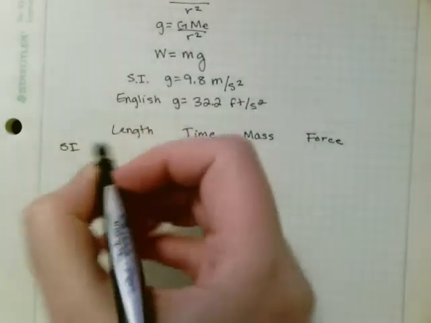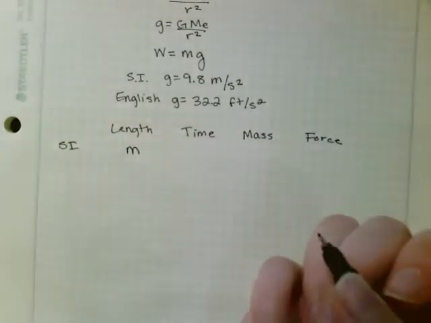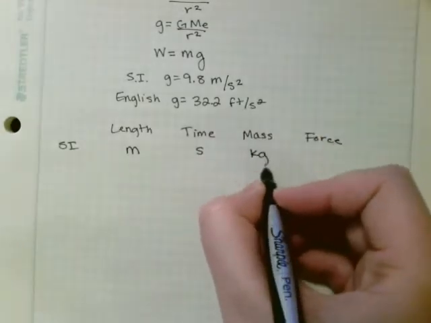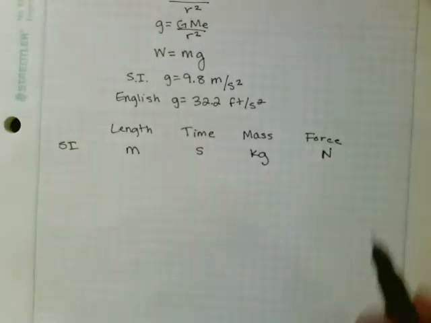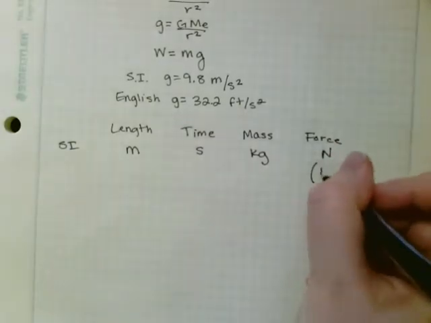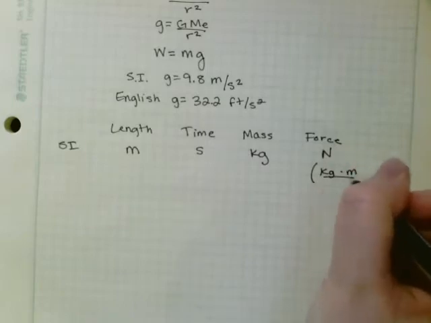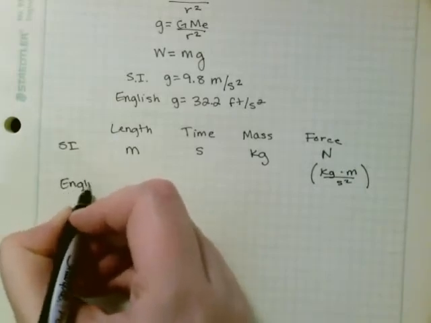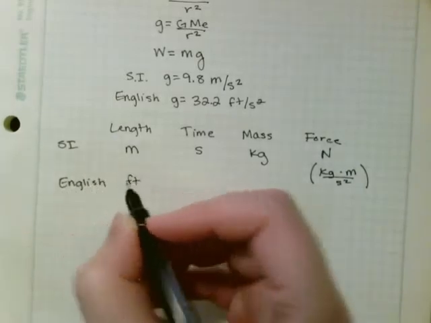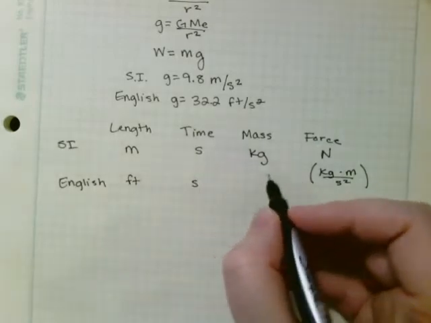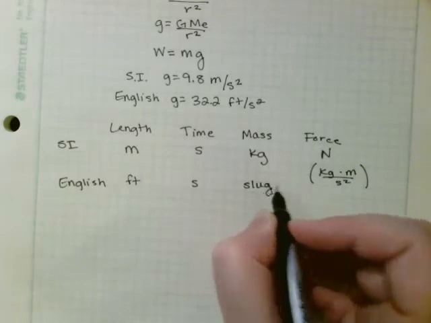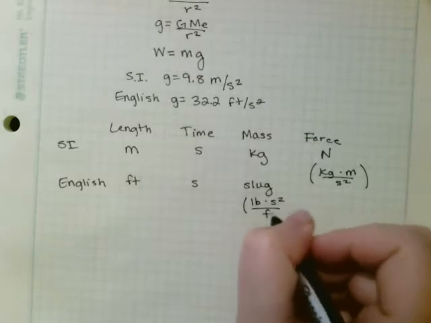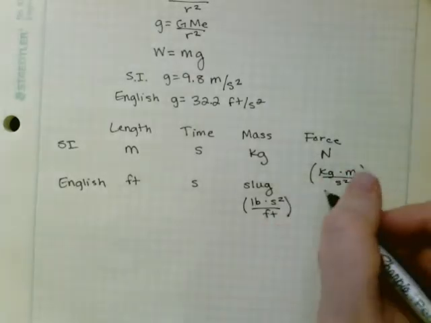In SI units, length is meters, m. Time is seconds, s. Mass is a kilogram, and force is a newton. And a newton is just a way to express kilograms times meters per second squared. And now in English, length is going to be a foot, time is also going to be a second, mass is going to be a slug, which is a pound second squared divided by a foot, and force is a pound.